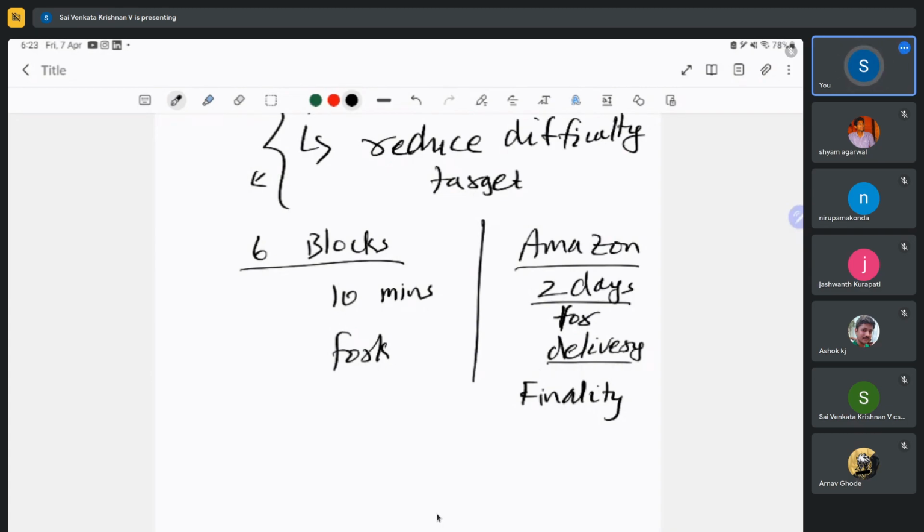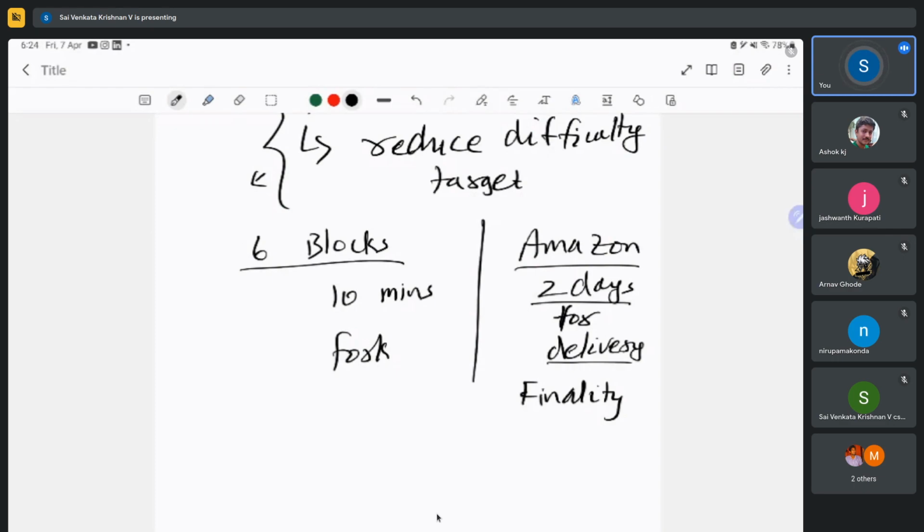It's possible that a fork happens and the transaction is deleted, as in the transaction is not included in the longest blockchain. Then the seller can just cancel that sale. Instead of sending the goods, he can cancel that delivery and just go on.